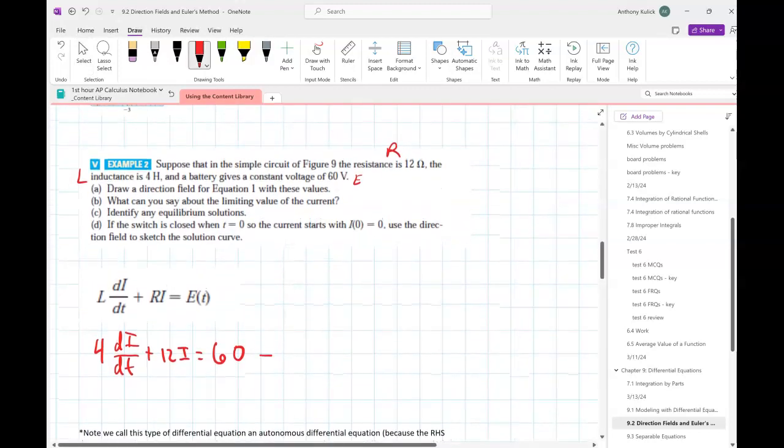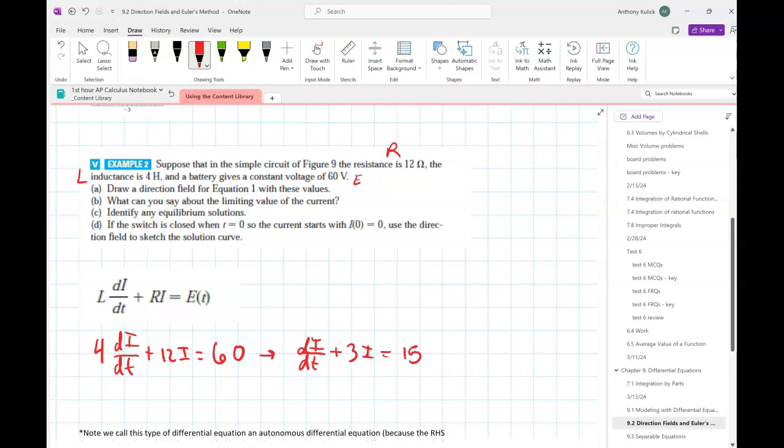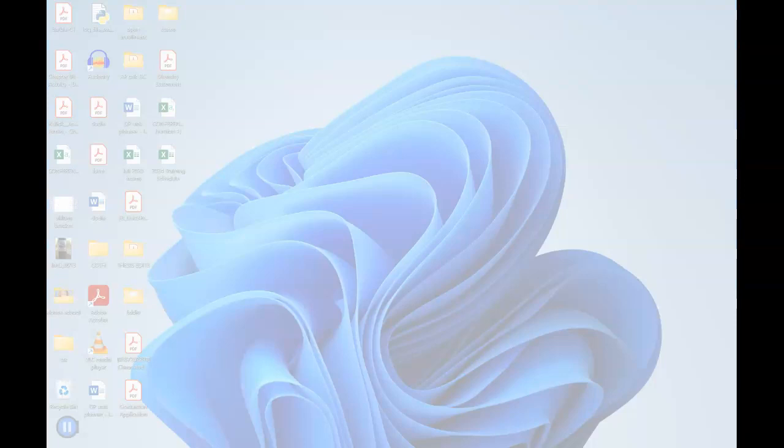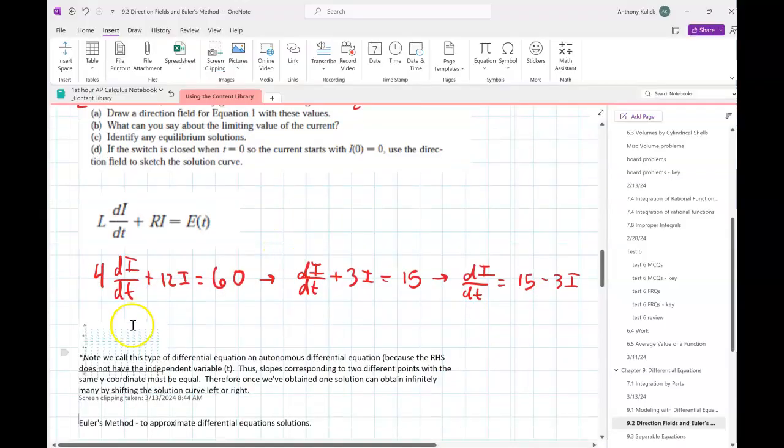So I could divide both sides by 4 to simplify this a little bit, and then just get the di dt by itself. And now, if I draw my direction field for this, let's just pretend through the magic of Mr. Kulik that we've done this.